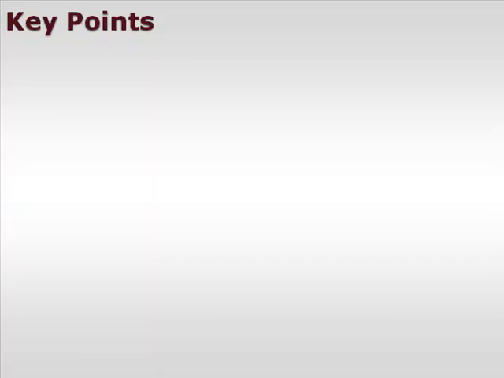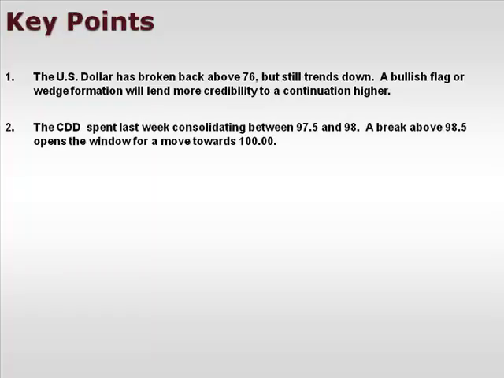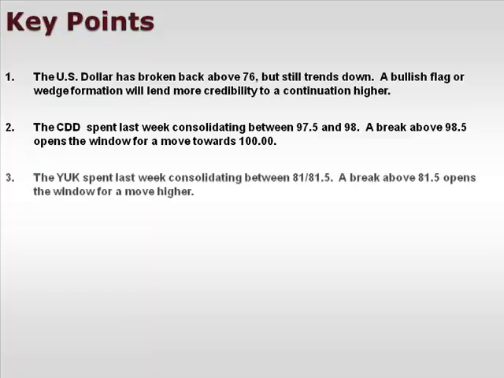Let's take a look at a few of our key points. First of all, the U.S. dollar has broken back above 76 but still trends down. A bullish flag or wedge formation will lend more credibility to a continuation higher. The CDD spent last week consolidating between 97.5, 98. A break above 98.5 opens the window for a move towards 100. The YUK spent last week consolidating between 81, 81.5. A break above 81.5 opens the window for a move higher.